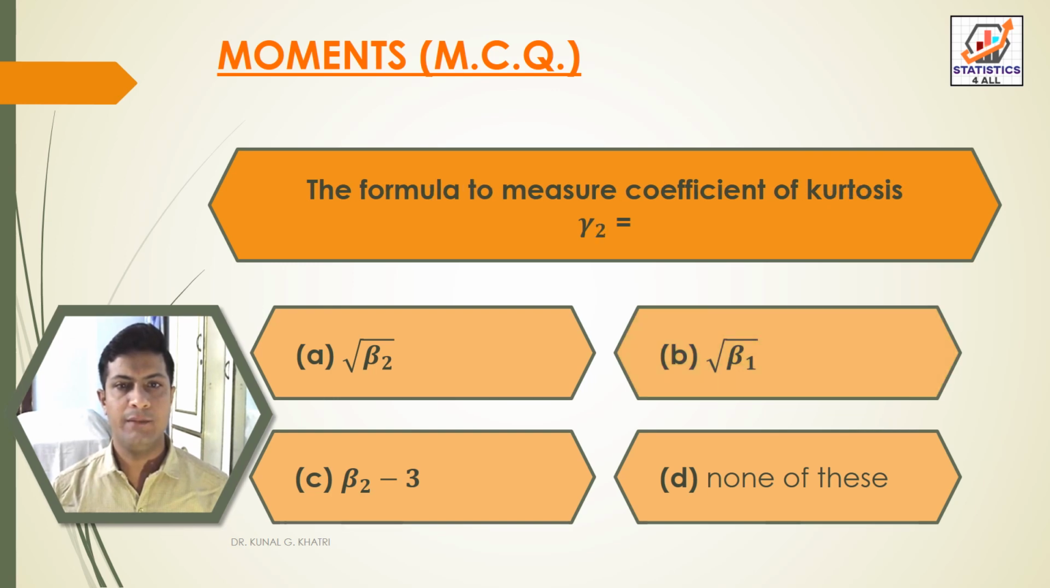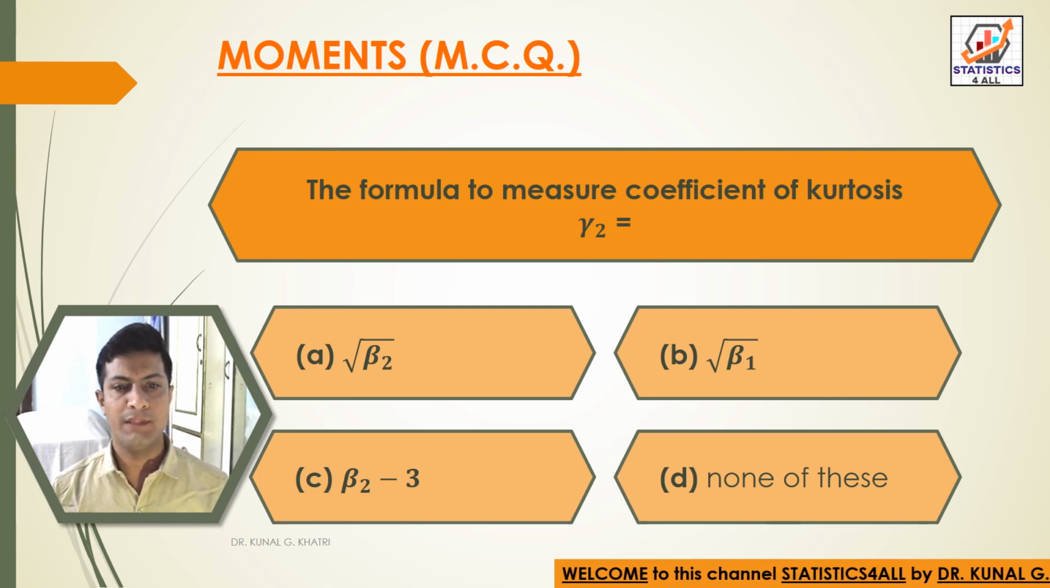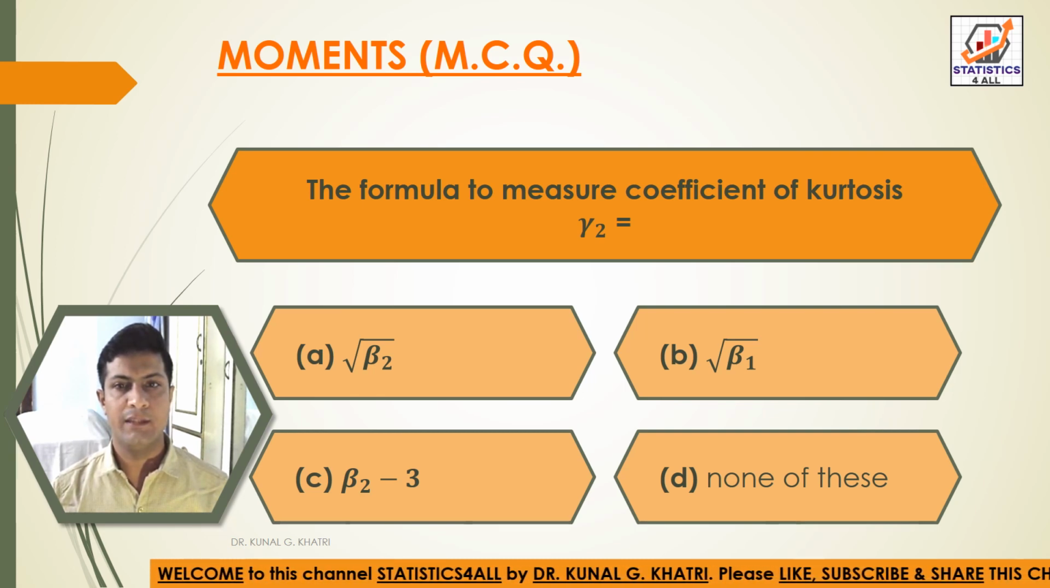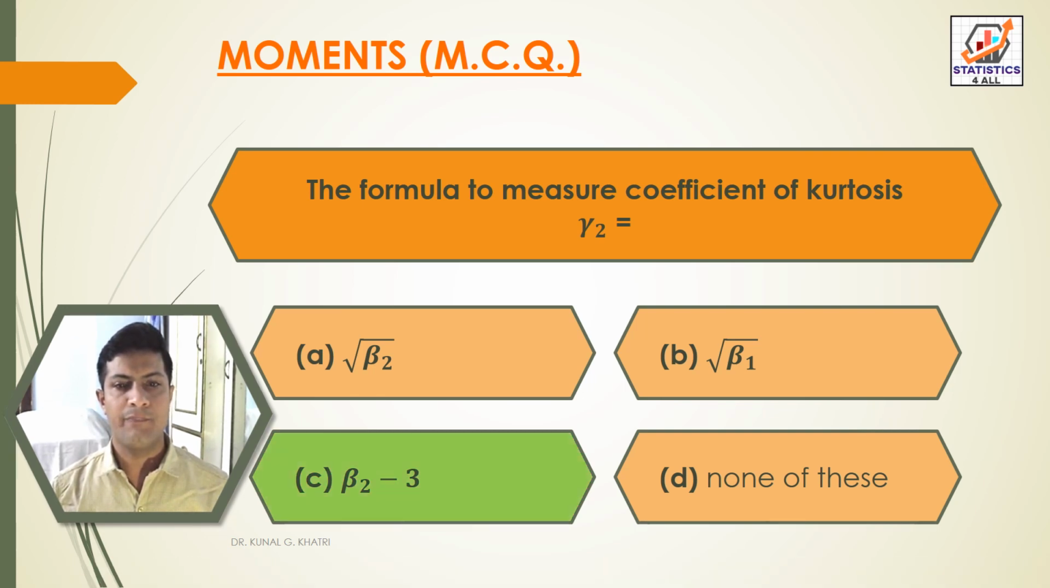Next question. The formula to measure coefficient of kurtosis gamma 2 is equal to option A root beta 2, option B root beta 1, option C beta 2 minus 3, option D none of these. So here we have answer option C, that is beta 2 minus 3. The formula to measure coefficient of kurtosis gamma 2 is equal to beta 2 minus 3.